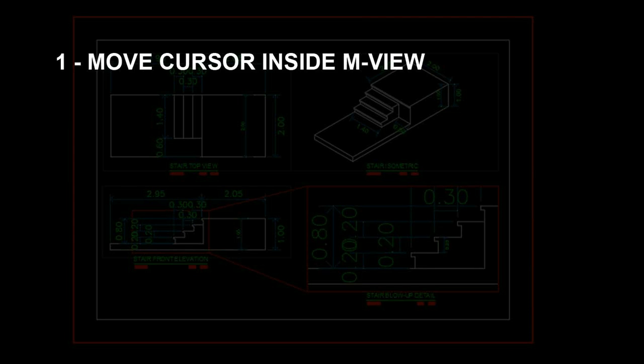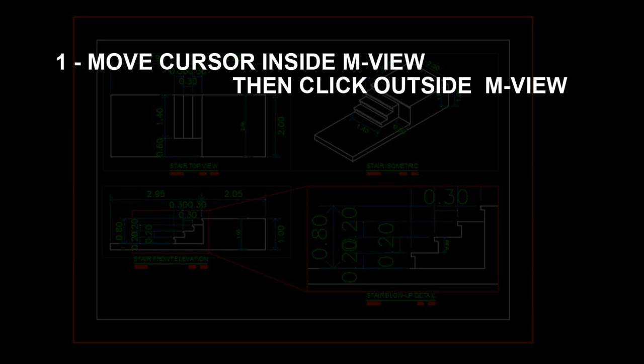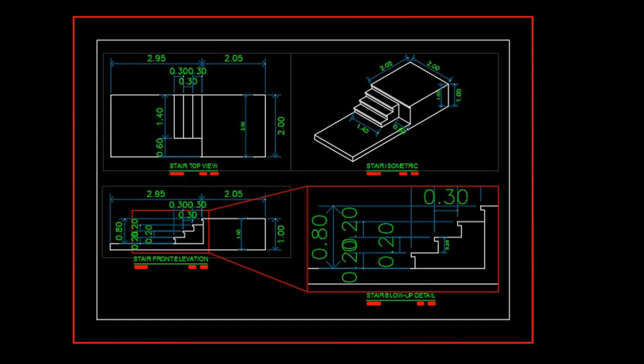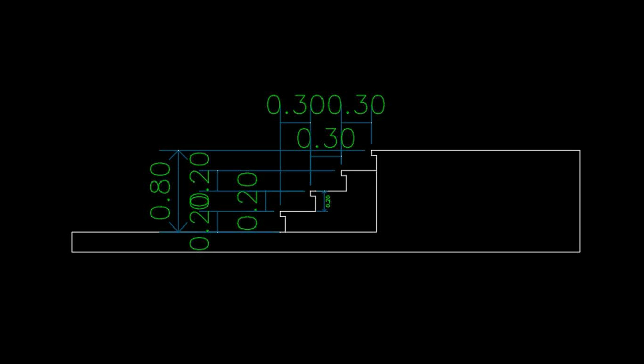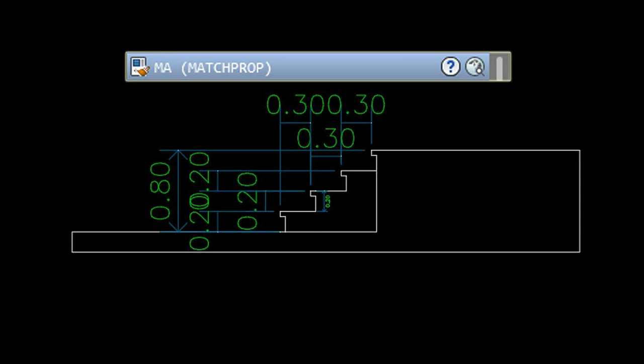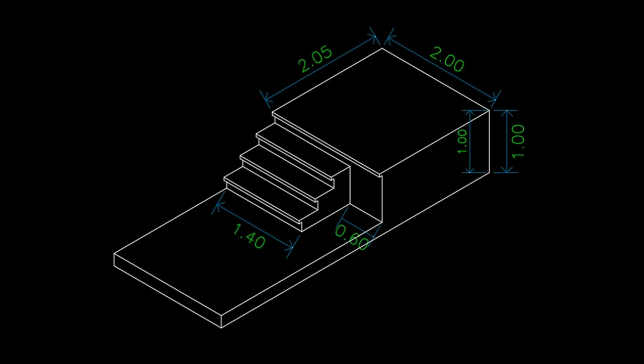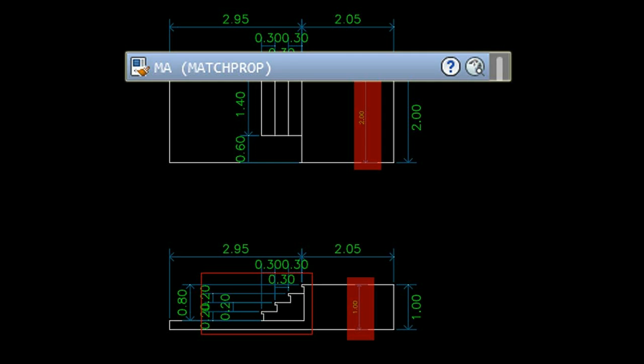First, move the cursor inside the M view. Then click outside the M view. Second, type CH space. Third, select objects such as our dimension. Fourth, then enter. On the Model tab, you will see the dimension we inserted from the Layout tab. Then type MA for match properties. Then match the inserted dimension to its previous dimension. Then do it to the other drawings as shown, match properties of the inserted dimension to the others.